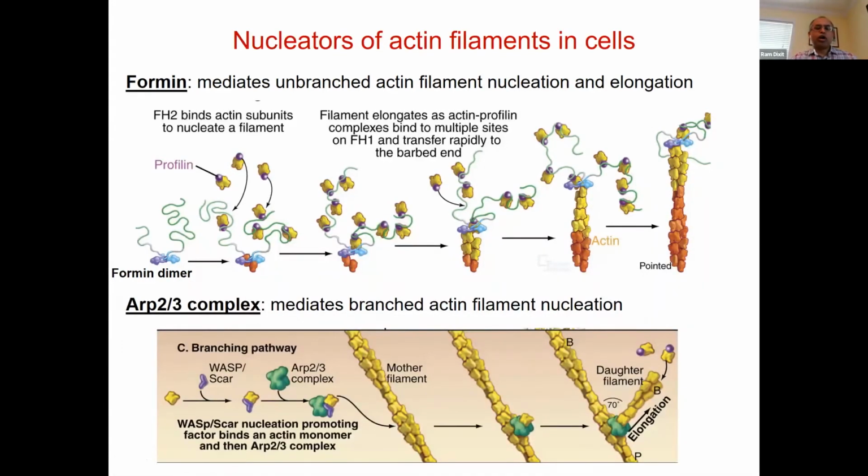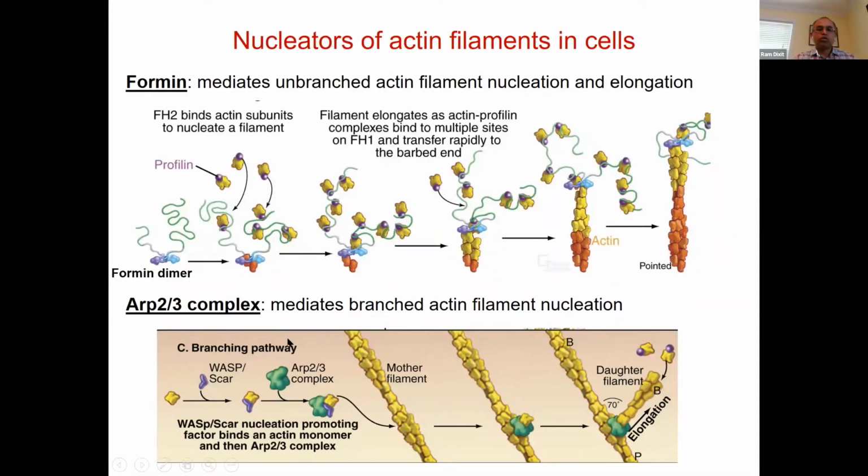Conversely, you have the ARP2/3 complex that mediates branched actin filament nucleation. You'll see lots of examples in other lectures, and in your research, where you have unbranched or linear actin filaments and then branched actin filaments. When you see linear actin filaments like stress fibers, you should be thinking formin-like mechanisms, and branched actin filaments like in lamellipodia would be an ARP2/3 complex-based mechanism.